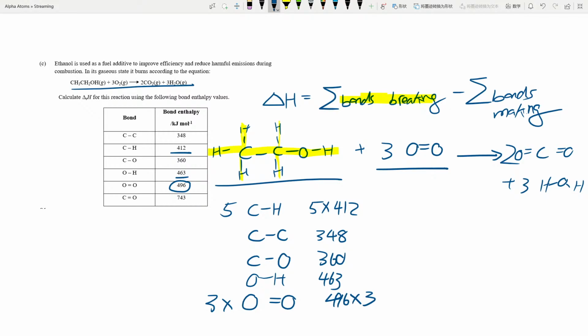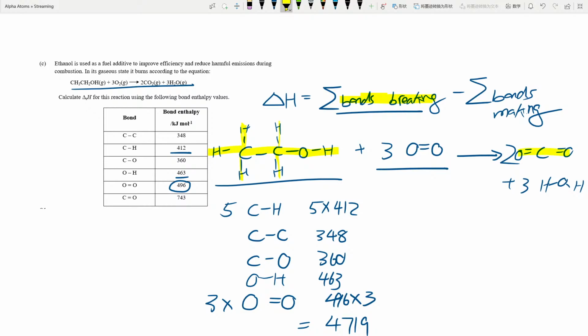So let's add all of these numbers up. That's going to be 5 times 412 plus 348 plus 360 plus 463 plus 496 times 3. And that's going to give us 4719 kilojoules for the bonds breaking. For the bond making part, this one's a little bit confusing. It's very easy to get this side wrong.